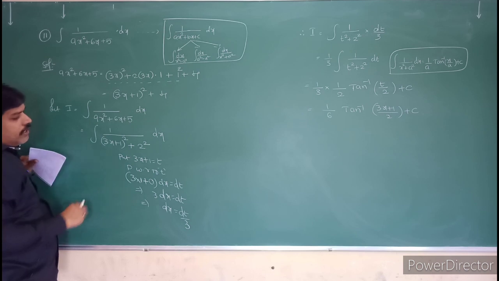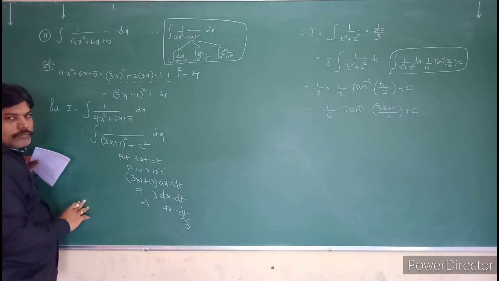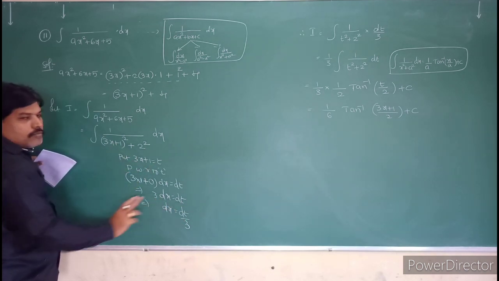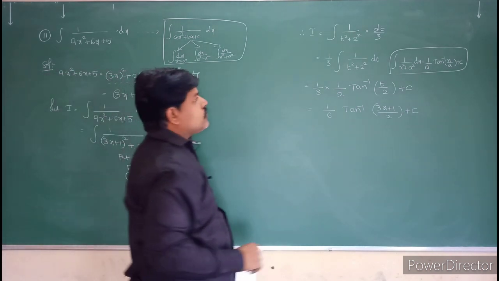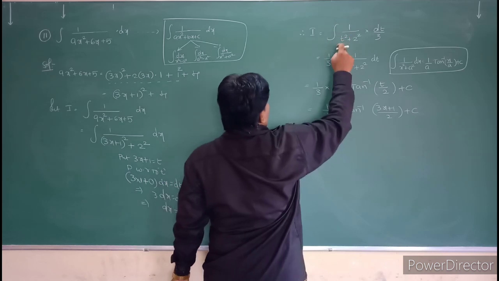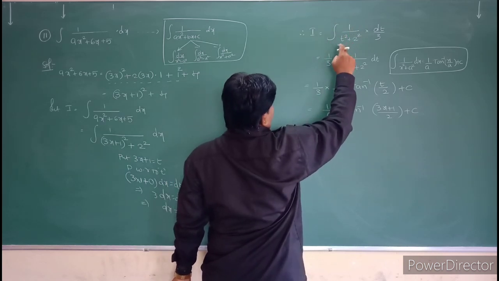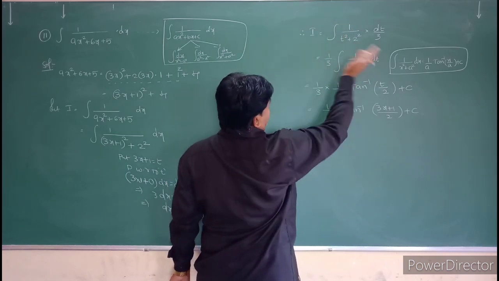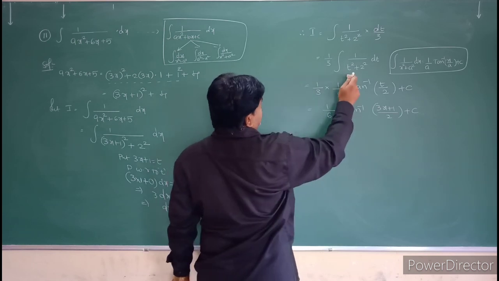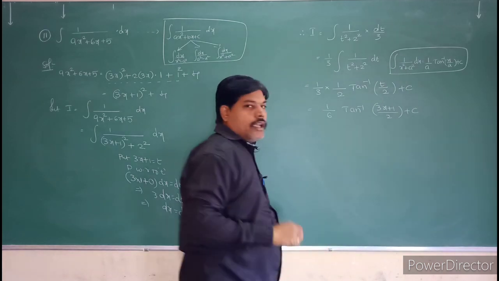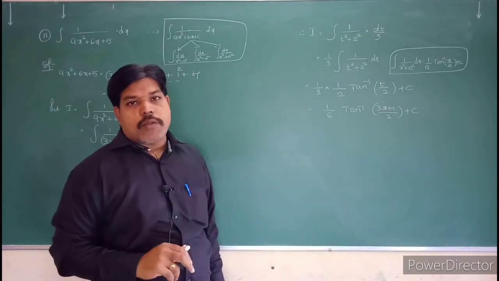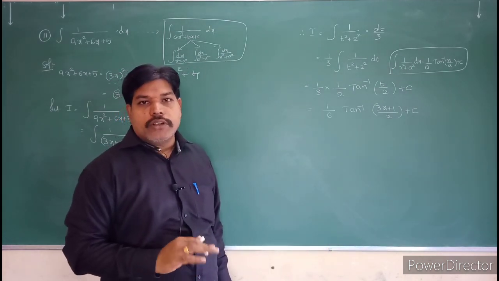So replace the value here and take 3x plus 1 is equal to t. So automatically dx value will become dt by 3. After getting the dx value, take the I and replace the values. You will get integral of 1 by t square plus 2 square into dt by 3. Take the 1 by 3 out. It will become integral 1 by t square plus 2 square. It is in the form of integral 1 by x square plus a square into dx.